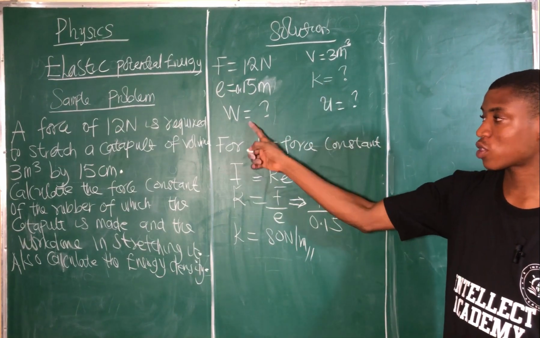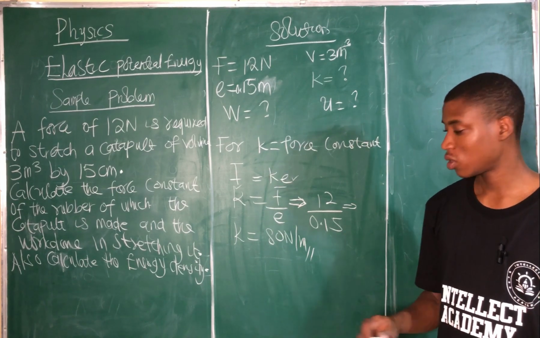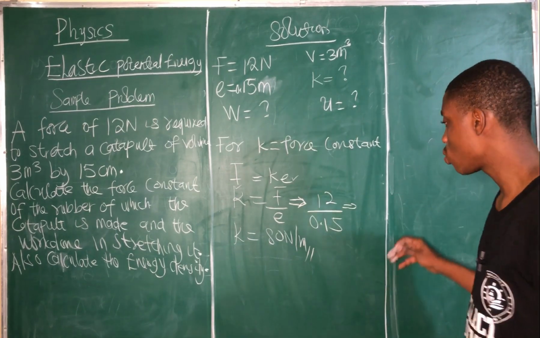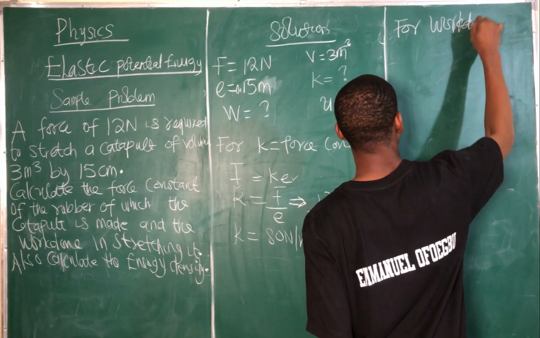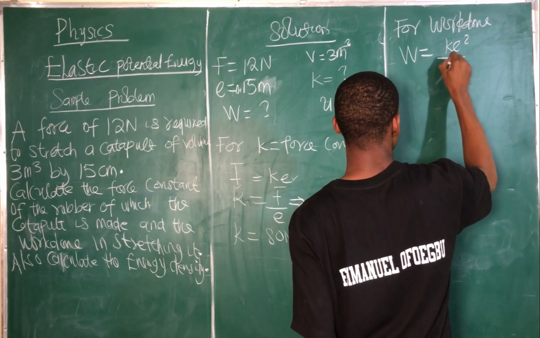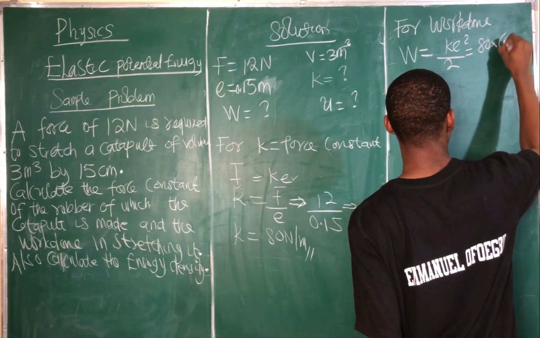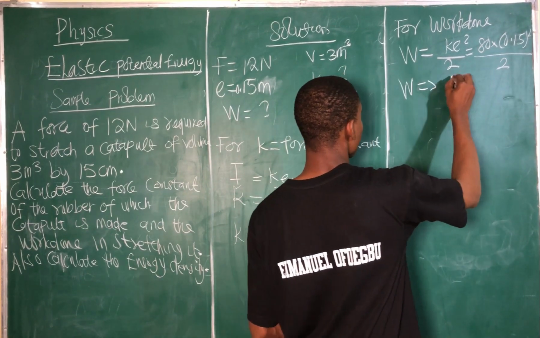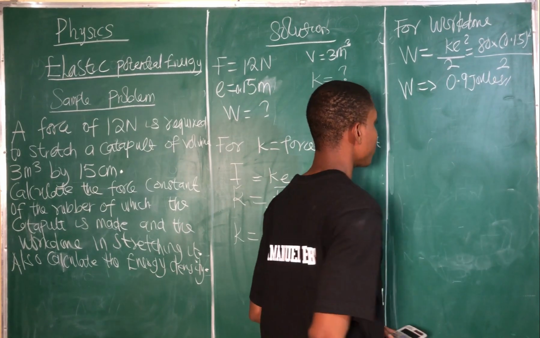Now, the second one to look for is the work done. Of course, using the relationship of the work done in relation to the stiffness of the material, which is also known as the force constant. So, for work done, we see work done is given by K e square over 2, right? And if we substitute this, we have 80 multiplied by 0.15 all square over 2. So we have the work done at 0.9 joules. So the work done is 0.9 joules.